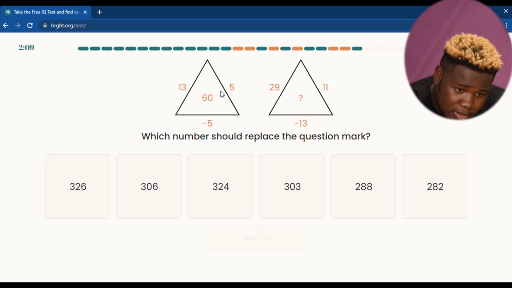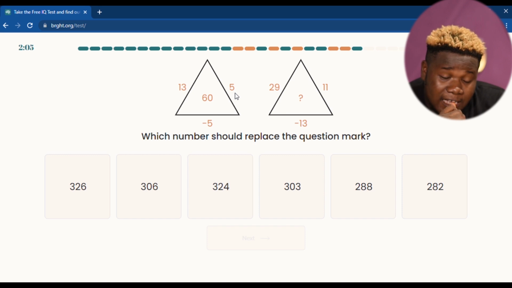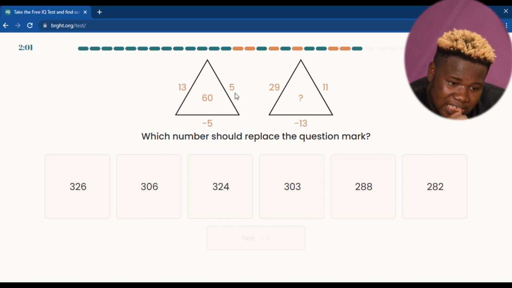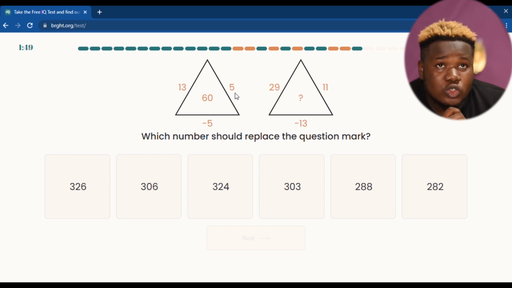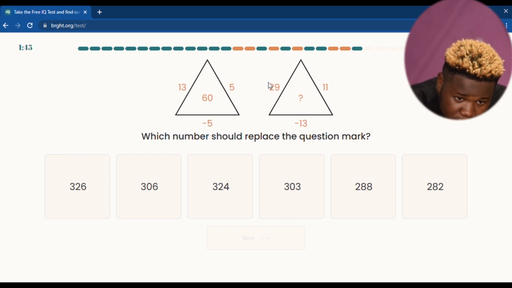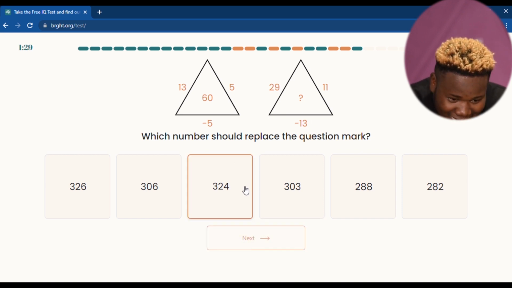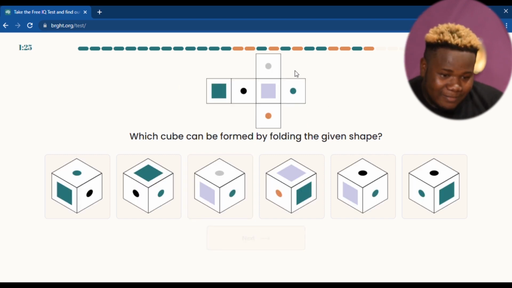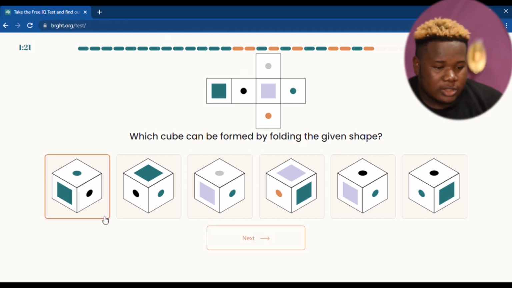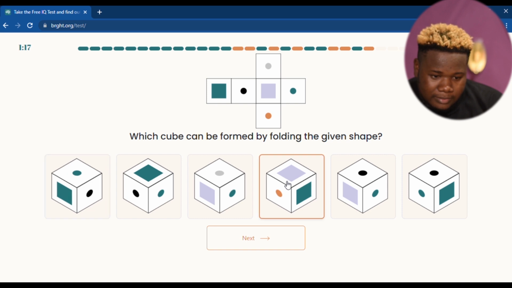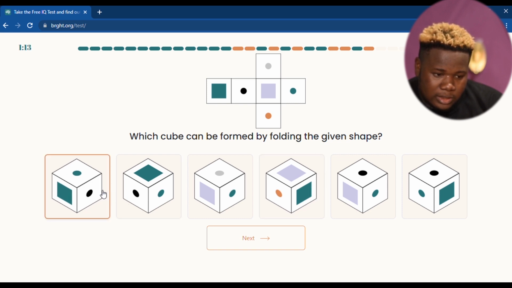So everything should add up to what? 13 plus 5 is 17. 18, sorry, plus 60, that is 78. Minus 5. 78 minus 5 should be 73. So this 29 plus 11. 30, 40, 40 minus 13, 37, so 73 minus 37, oh, I messed it up, off target, to 48, what will be, you know what, I don't want to give a, okay, maybe this, this actually.